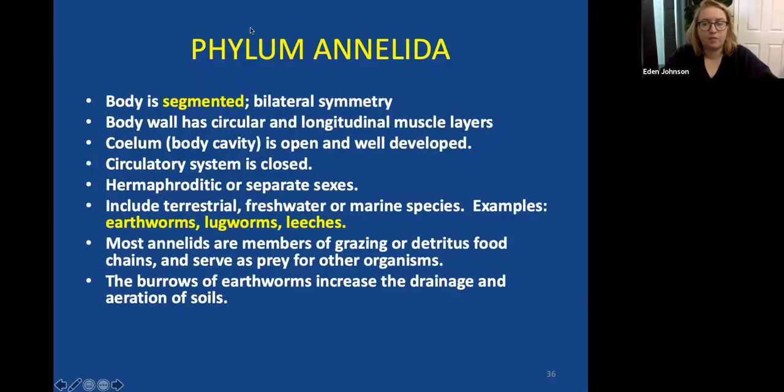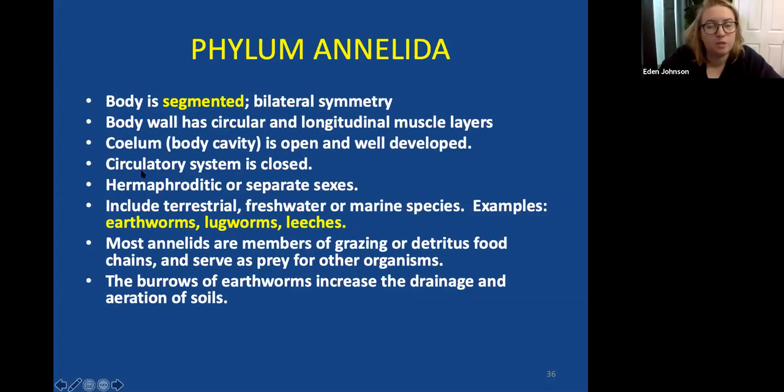Okay, so phylum Annelida. Phylum Annelida, you've got segmented bodies, bilateral symmetry. You can only divide them down a single plane to get a mirror image on either side. Your body wall has circular and longitudinal muscle layers. It has a coelom, or body cavity, meaning that this fluid-filled cavity is completely within the mesoderm. It's a true coelom.